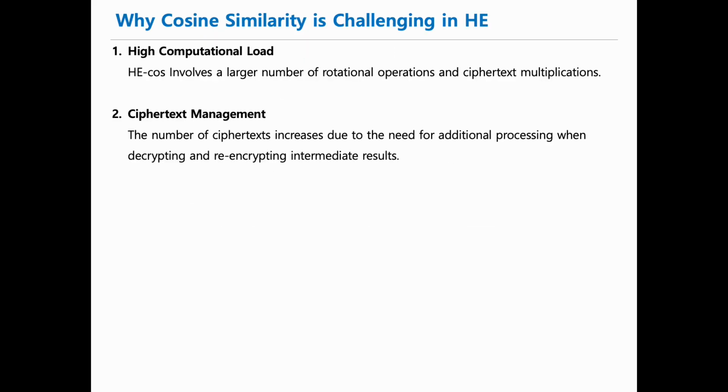Implementing cosine similarity in homomorphic encryption is challenging due to its high computational cost and complex ciphertext management. Homomorphic encryption-based cosine similarity requires a large number of rotation operations and ciphertext multiplications. However, both rotation and multiplication operations are computationally expensive in homomorphic encryption. Additionally, the number of ciphertexts increases because extra processing is needed when decrypting and re-encrypting intermediate results, further adding to the overhead.